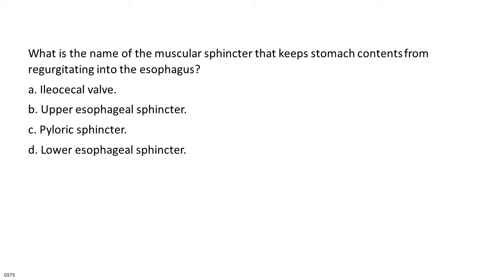What is the name of the muscular sphincter that keeps stomach contents from regurgitating into the esophagus? A. Ileocecal valve. B. Upper esophageal sphincter. C. Pyloric sphincter. D. Lower esophageal sphincter.